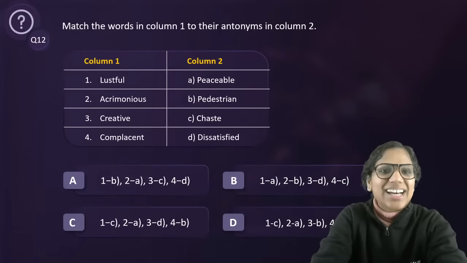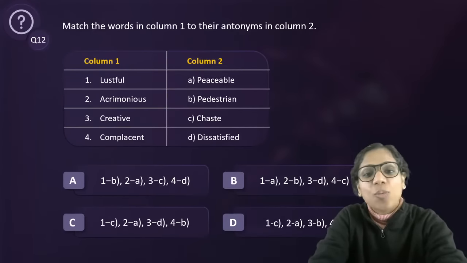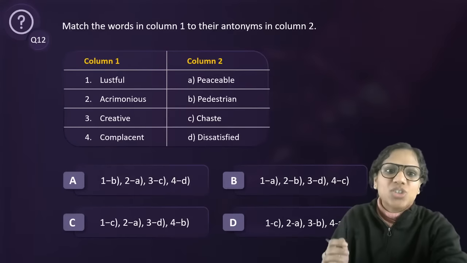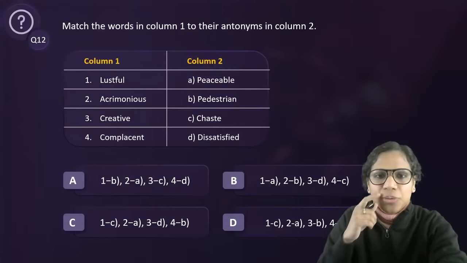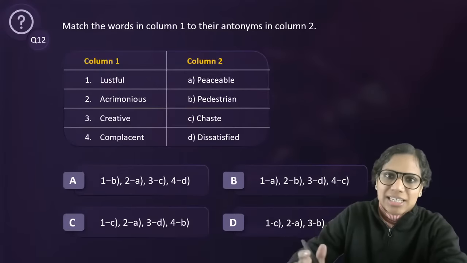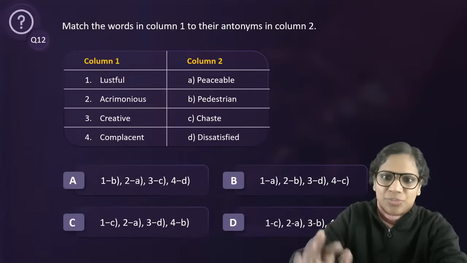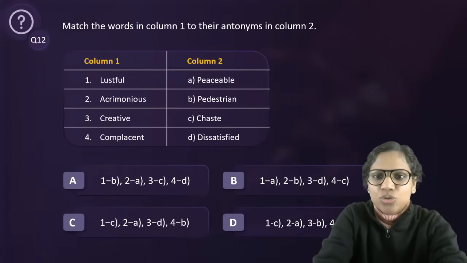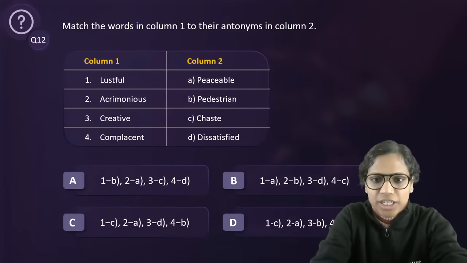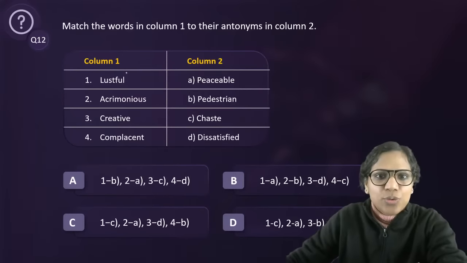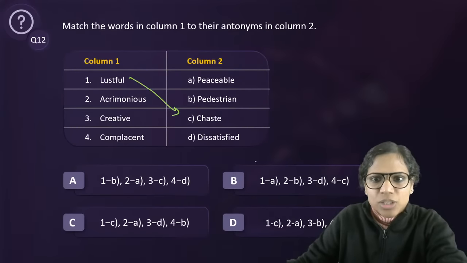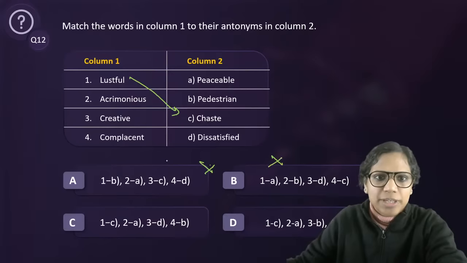So the opposite of lustful is chaste. Chaste is somebody who, some people take this oath that they'll never indulge in sex. Right. So those people are chaste. So they take an oath to remain virgins for life. So that is the opposite idea of lustful. Okay. So therefore, one is C. Once you realize that, two options go away.